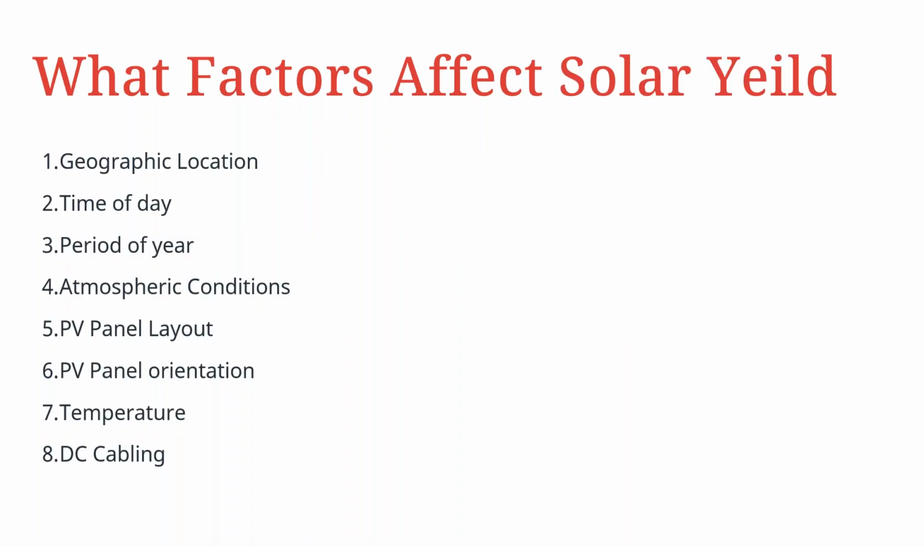So what factors affect your solar yield? There's 8 most important factors that affect it. Your geographic location, time of day, period of the year, your atmospheric conditions, as well as your PV panel layout, panel orientation, temperature, and lastly, your DC cabling.